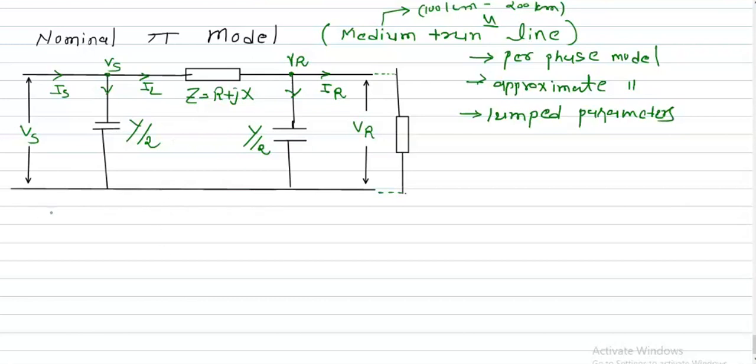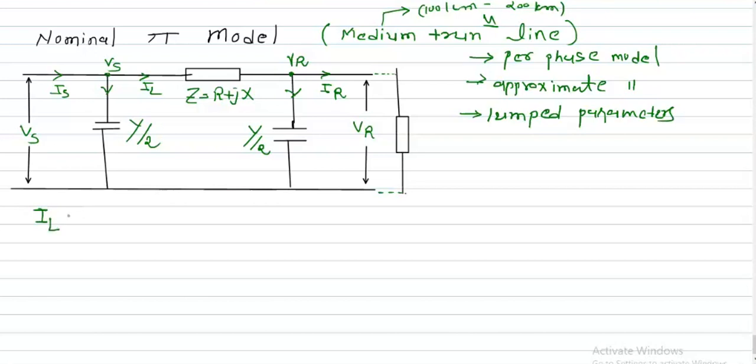Again, we apply the same thing. We apply Kirchhoff's law and we try to derive the equation of ES and IS, sending end voltage and sending end current, in terms of receiving end voltage and receiving end current. So let me start with the IL current. What about the IL current?